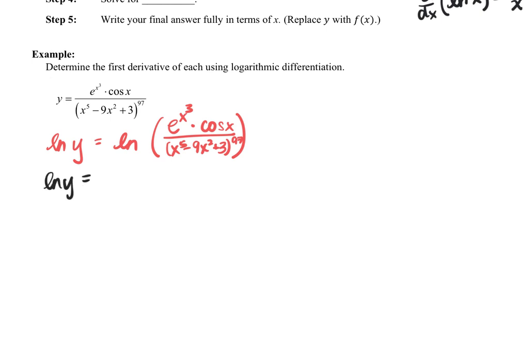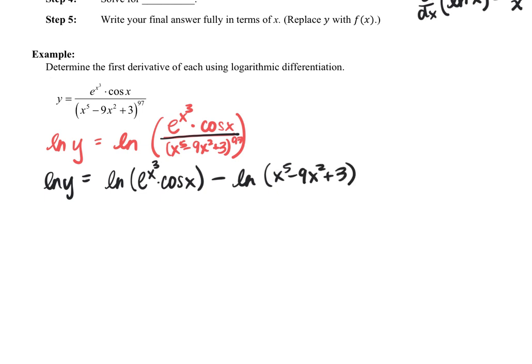So I see we have this giant division, and we know that division can expand into subtraction. So that would be the natural log of e raised to the x cubed times cosine of x power minus the natural log of the denominator, which is the x to the 5th minus 9x squared plus 3 to the 97th power. And then we'll keep going with our properties of logs. We want to use them as much as we possibly can to expand the right-hand side.